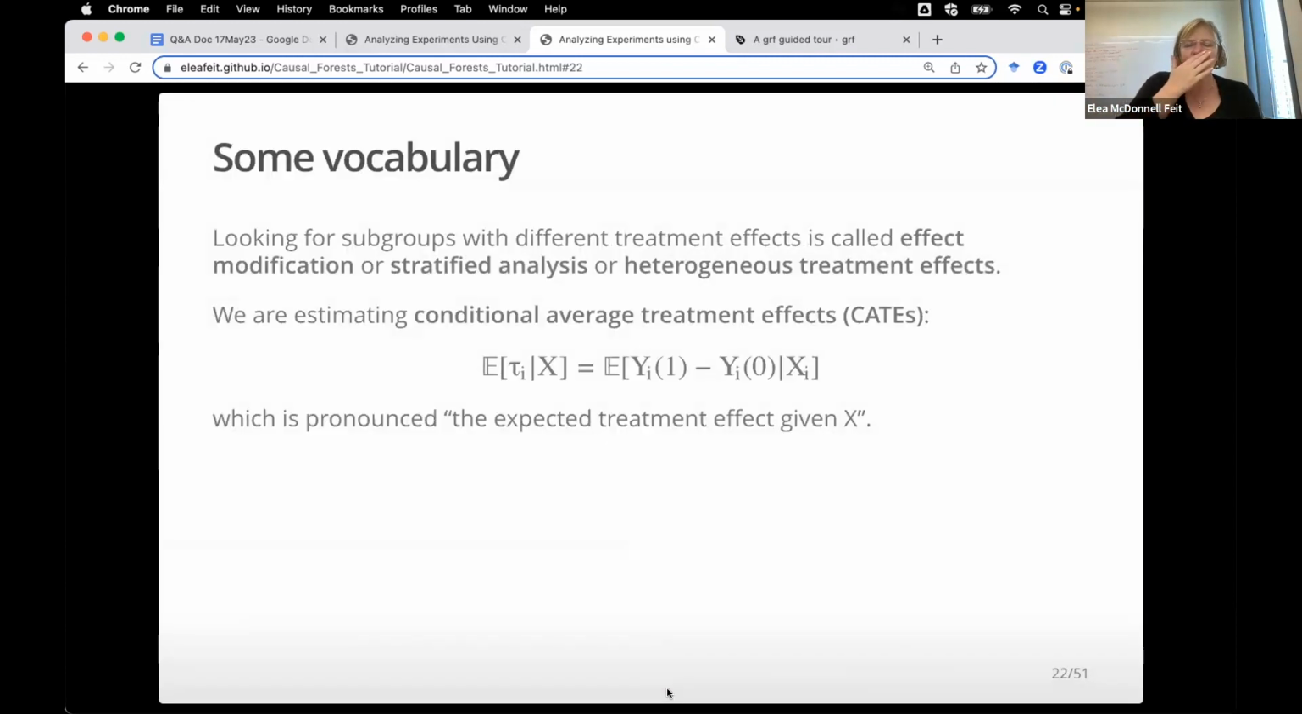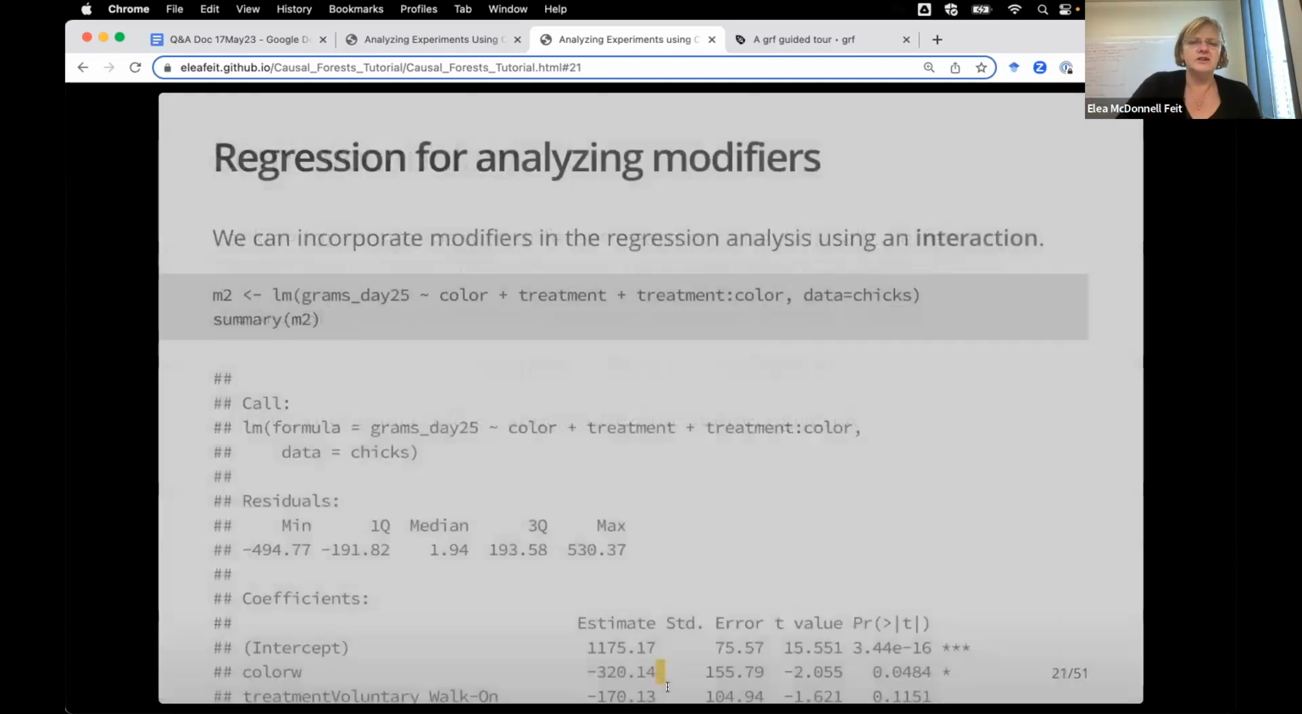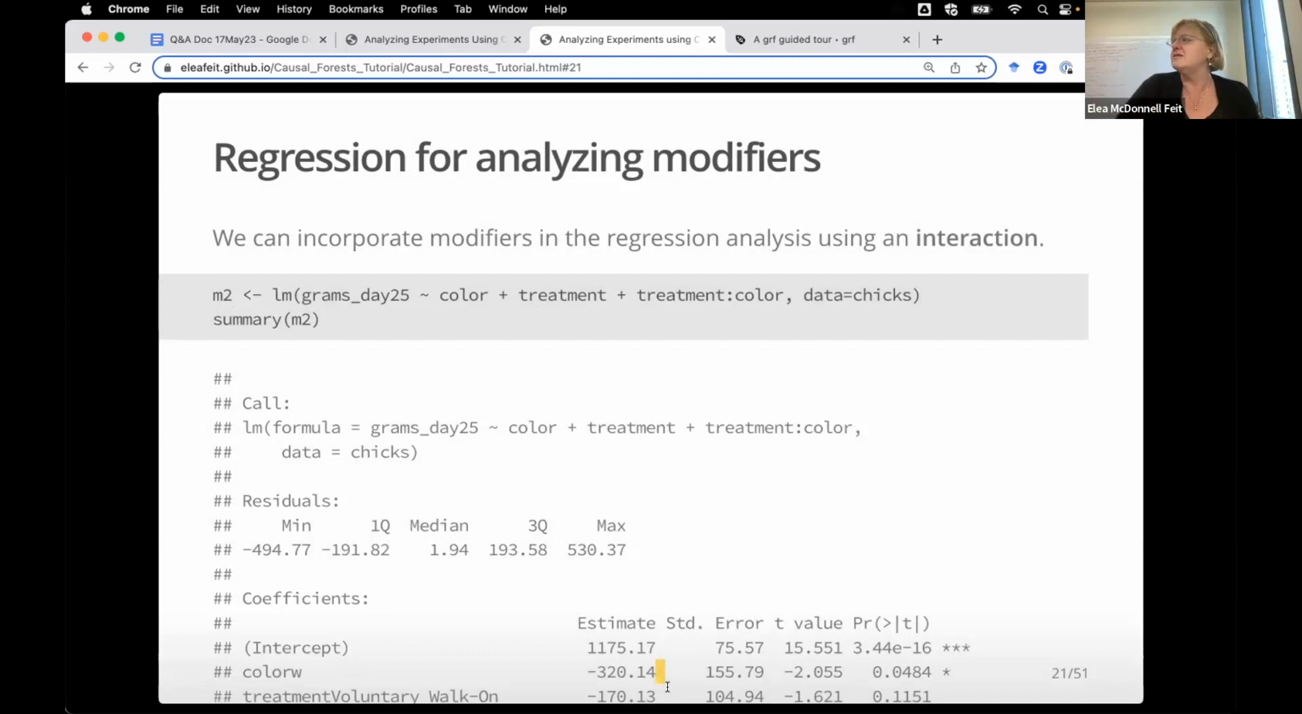Let me give you some vocabulary for that. Actually, let me pause. Questions about that? I feel like that was a little hazy. I see Jessica is asking, does the color have anything to do with the chick breed? No, it doesn't. They're all the same species of rheas. I was more wondering if there are any questions about interactions, or is that stuff you've seen before?